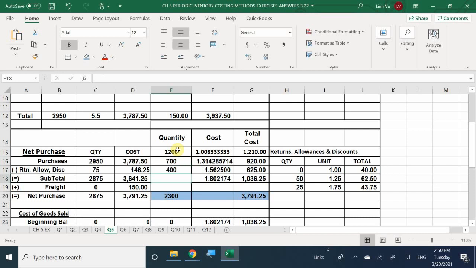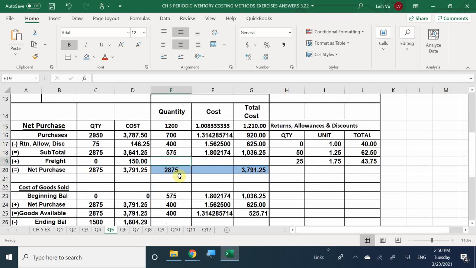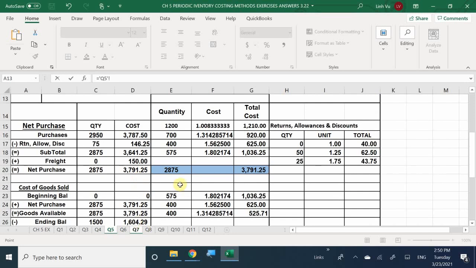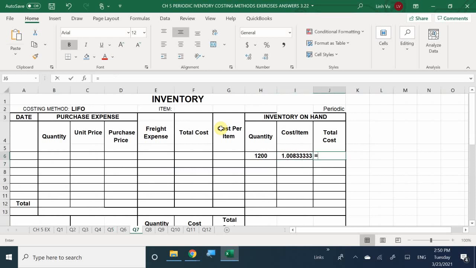400 and this was 575. Okay, so I'm gonna transfer it over into my new batch. So let's just do that first. So question 7. I have my 1200 units, right? And it is for the total of 1210, right? So I'm going to go ahead and multiply those two together. So 1210, right? And then I'm going to transfer my new batch, right?